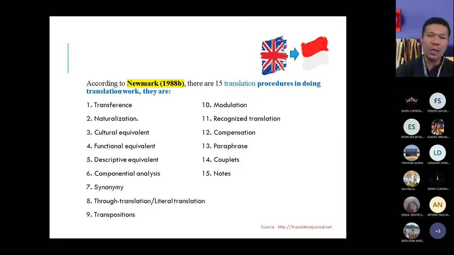So let us discuss first number one until number eight. Next week we'll continue with procedures number 9 until number 15. So we divide this topic into 2 meetings.